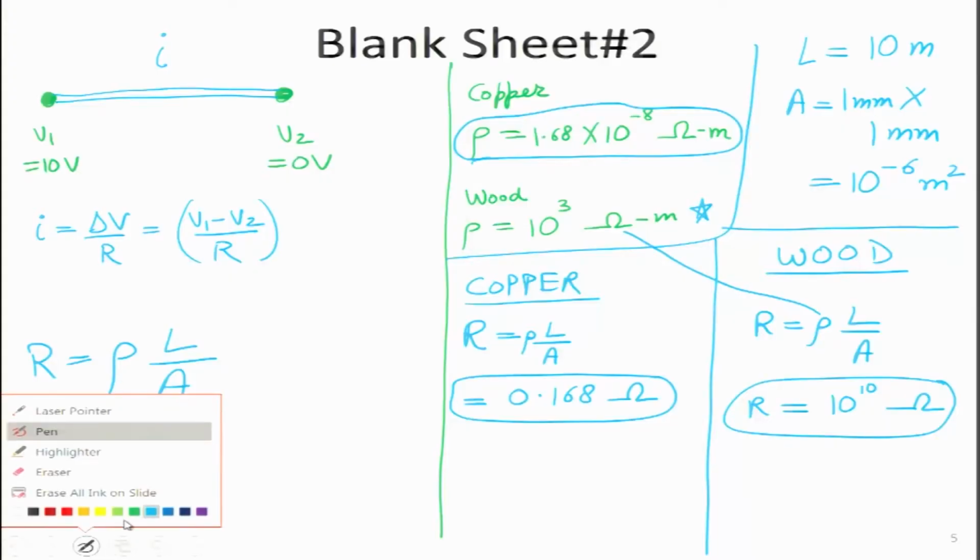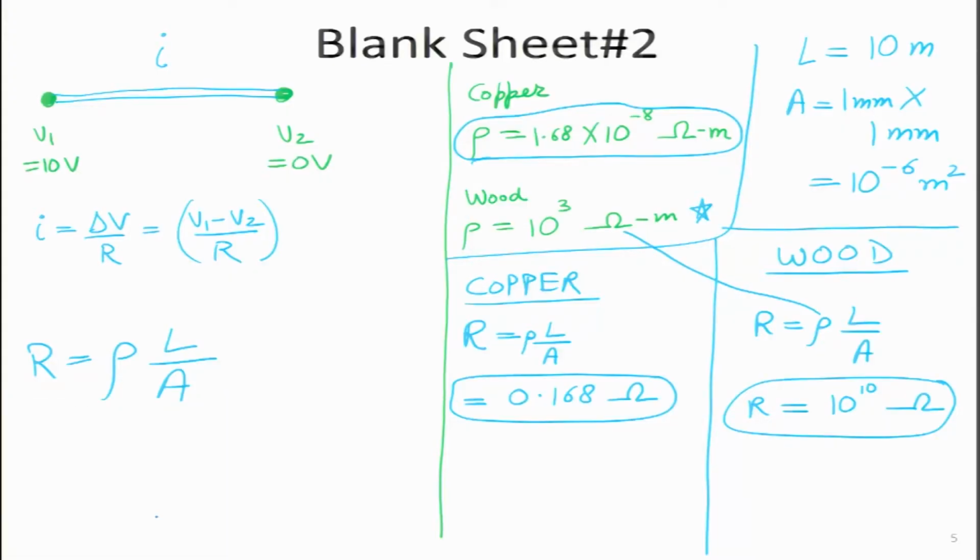Now, what we originally wanted to do was to figure out what is the value of the current which is going to flow through this particular voltage drop. So, let us do that for both the cases. In both cases I equals delta V by R. If you do the math over here, delta V is known to us as 10 volts, so it turns out to be approximately 60 amperes. And in the case of wood, we do the same thing, and it turns out to be 10 to the power minus 9 amperes.